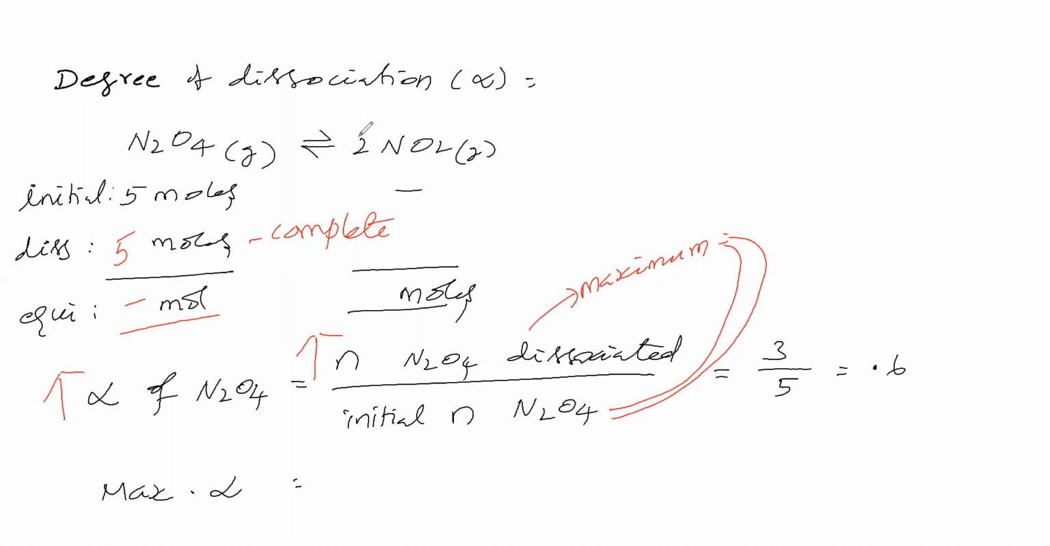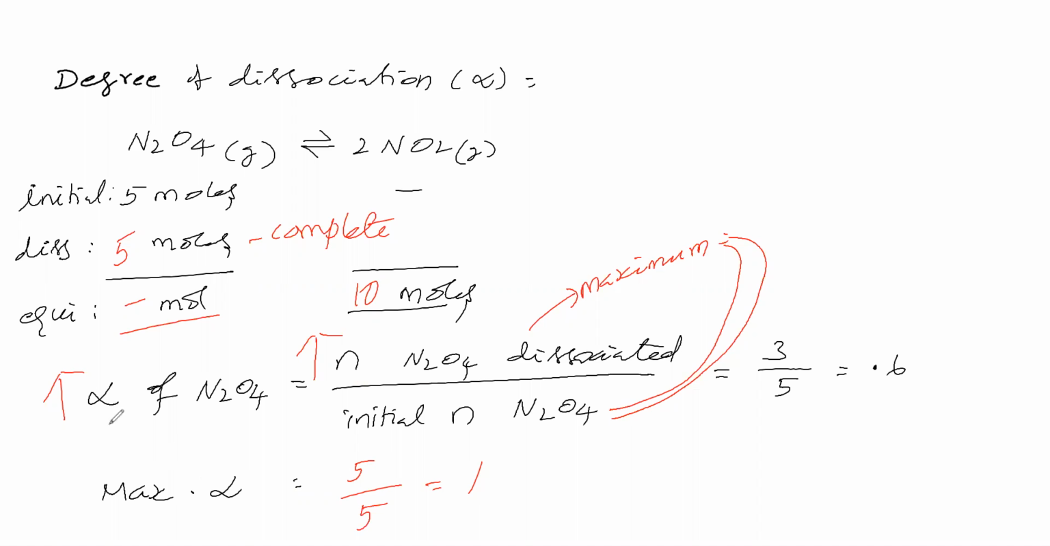5 moles of N2O4 on dissociation gives 10 moles of NO2. Okay. Now, maximum alpha we'll see. The number of moles of N2O4 dissociated is 5, and the initial number of moles of N2O4 is 5. Therefore, alpha is 1. So the maximum value of the degree of dissociation is 1.